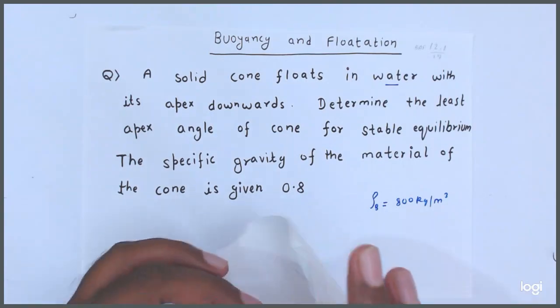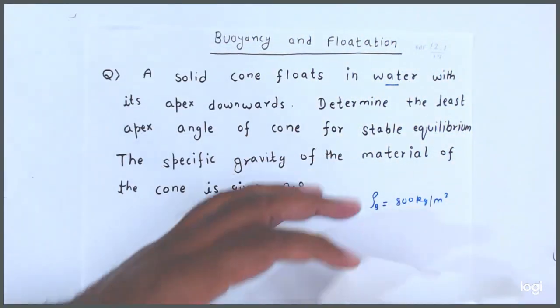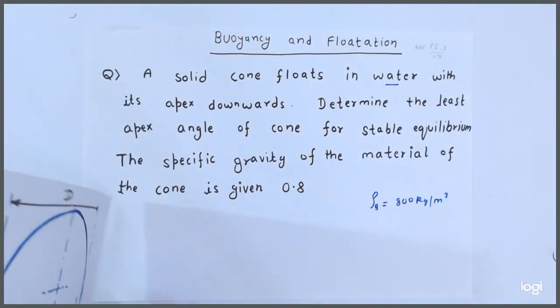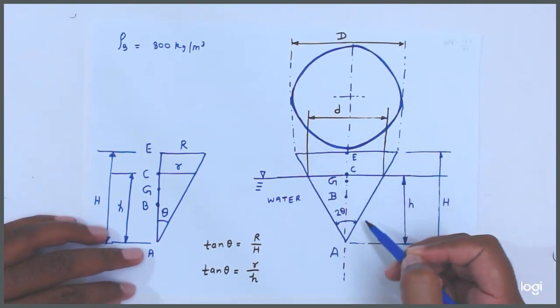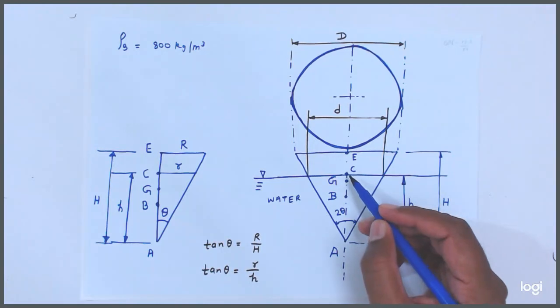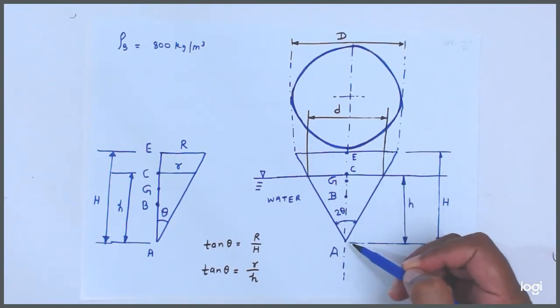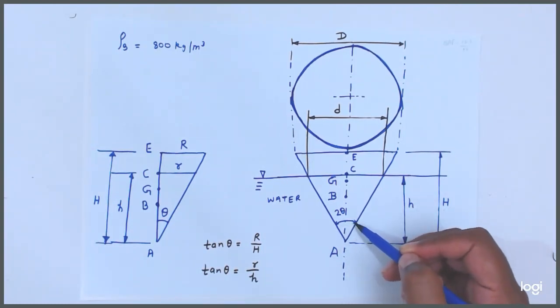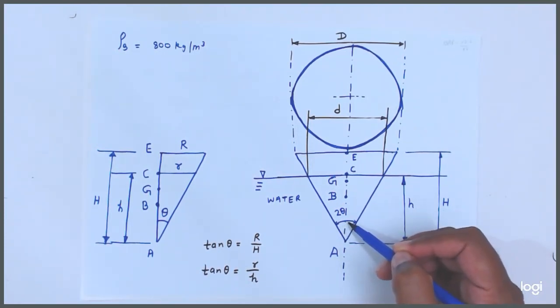If you see, friends, this is the front view and this is the top view. From here it will look something like this, the solid cone. If you see the front view, whatever it will look like is some triangle. This is the apex angle. Whatever angle is made by this line and this line will be the apex angle. The apex angle is denoted by 2 theta.